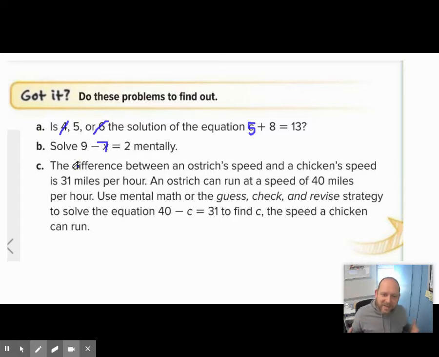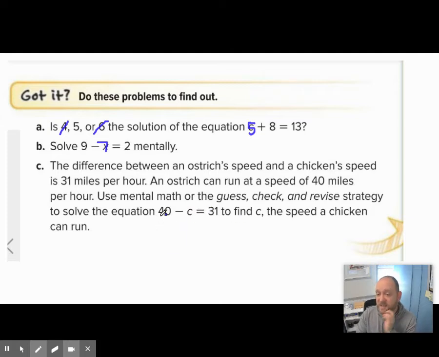Last but not least, the difference between an ostrich's speed and a chicken's speed is 31 miles per hour. An ostrich can run at a speed of 40 miles per hour. So use mental math or the guess, check, and revise strategy to solve the equation 40 minus something, which we'll call C, equals 31, to find C, which is the speed that the chicken can run. So how fast can this chicken run?